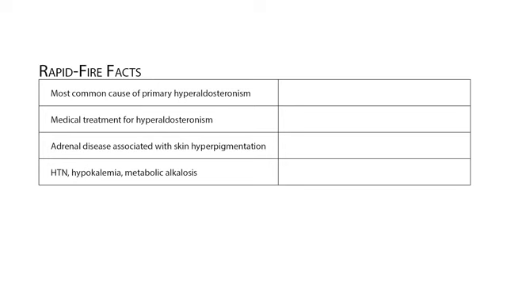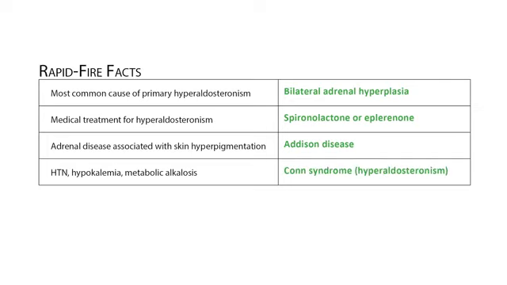Then let's go over a few rapid-fire facts. So the most common cause of primary hyperaldosteronism is bilateral adrenal hyperplasia in 60 to 70% of cases, followed by adrenal adenoma, which causes 30 to 40% of cases. The medical treatment for hyperaldosteronism is spironolactone or eplerenone. Adrenal disease associated with skin hyperpigmentation is Addison disease. We've kind of beaten that to death, so I hope it sticks in your mind. And hypertension, hypokalemia, and metabolic alkalosis is hyperaldosteronism or Conn syndrome.